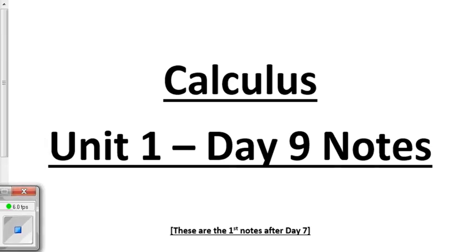All right, we're doing Unit 1, Day 9 notes. And again, there are no Day 8 notes, so this is the first notes since Day 7. Last section in this unit, the objective is to distinguish between infinite limits and limits at infinity, and then use them to identify asymptotes.